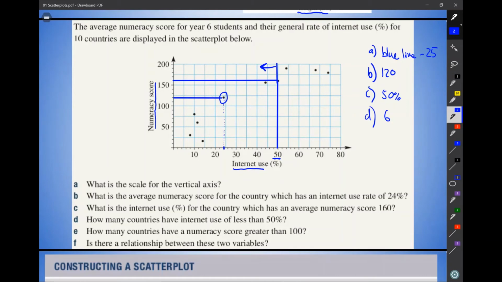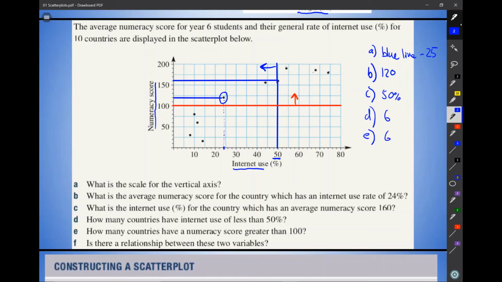How many countries have a numeracy score greater than 100? We can do the same thing. If we draw a line here at 100, all the countries that are greater than 100 are going to be over 100 on this line. So we'll just count up all the dots. 1, 2, 3, 4, 5, 6. And again, we have 6 countries.